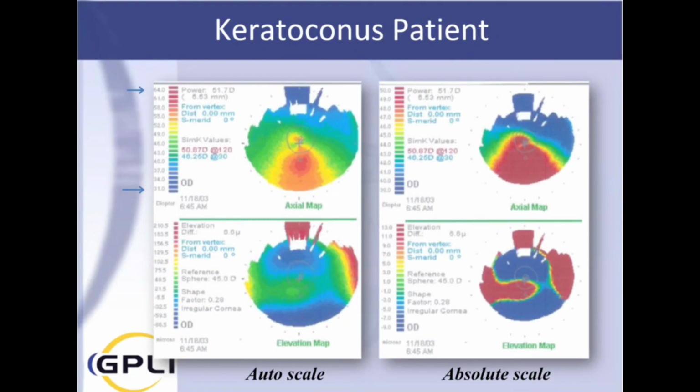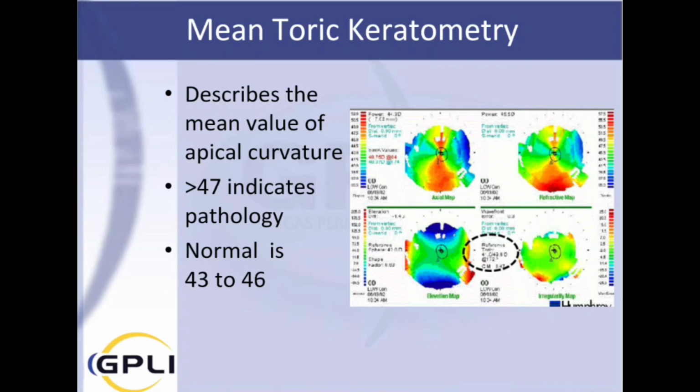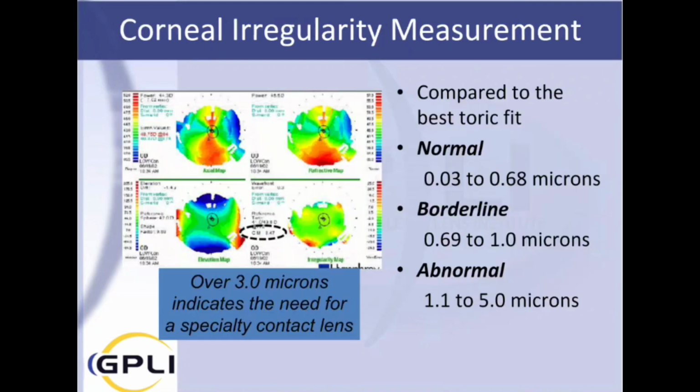An irregularity map is similar to the elevation map, however it drops a best fit toric to the surface. An irregularity map, therefore, takes out any corneal curvatures that can be due to regular optics. The mean toric keratometry value describes the best fit toric. If the mean value of the apical curvature exceeds 47 diopters, that indicates pathology.